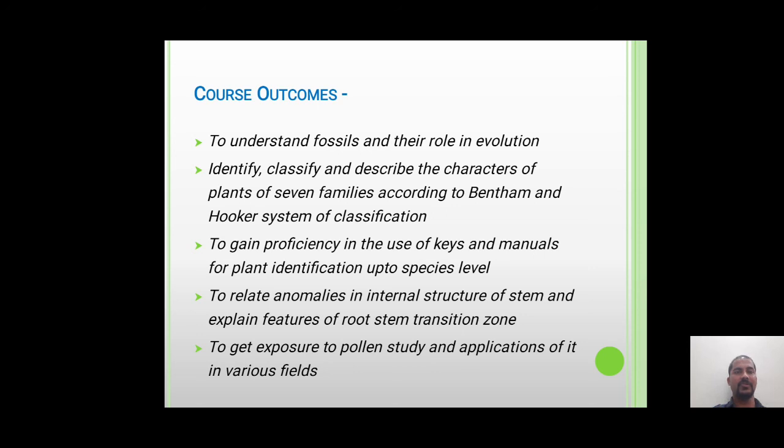Then after that, the student should be able to gain proficiency in the use of keys and manuals for plant identification up to the species level. As well as the student should be able to relate the anomalies in the internal structure of the stem and explain the features of the root stem transition zone. And the last course outcome should be to get exposure to pollen study and its applications in various fields.